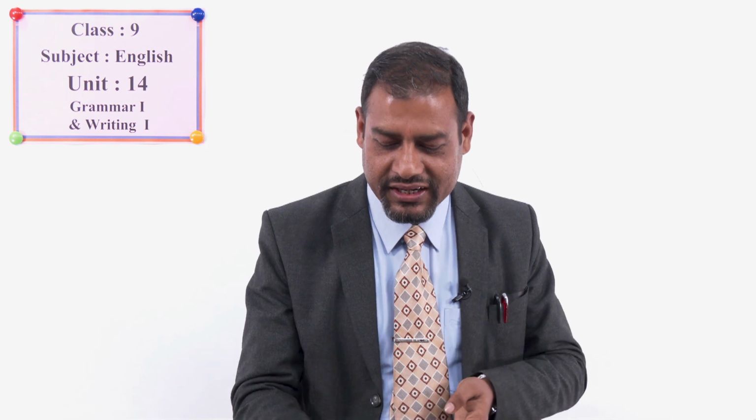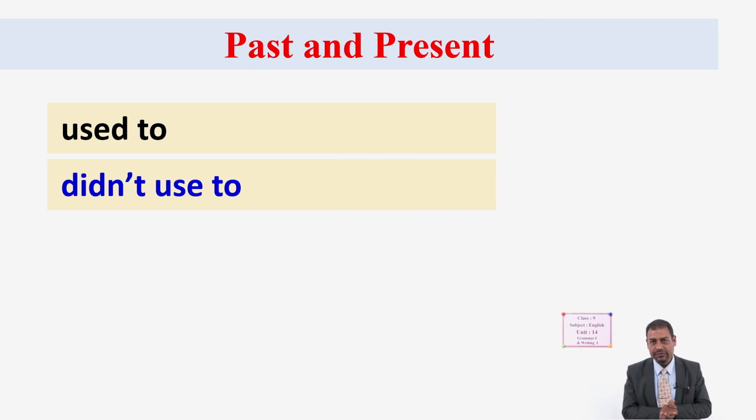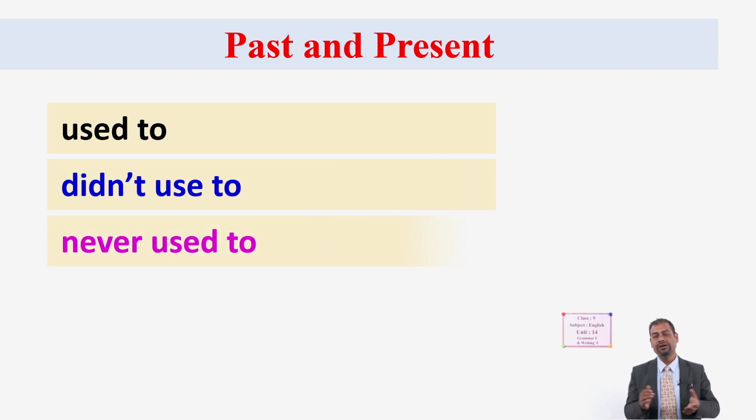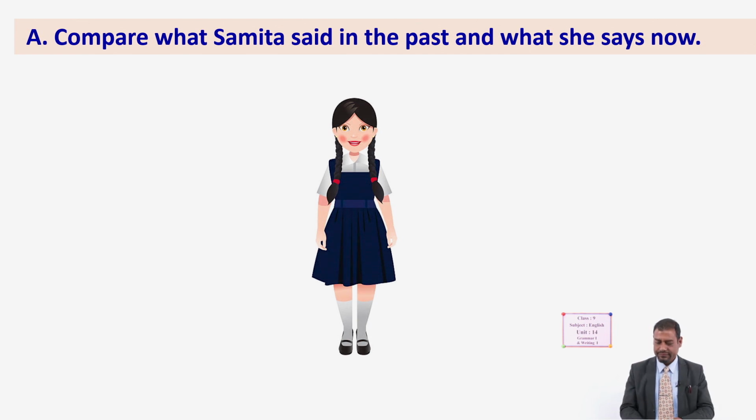Okay, don't worry, we are going to use used to, okay? Then did not used to, then never used to. These terms are used to express our past activities but that we don't do in the present. Is it clear to you? If so, let me show you an example.